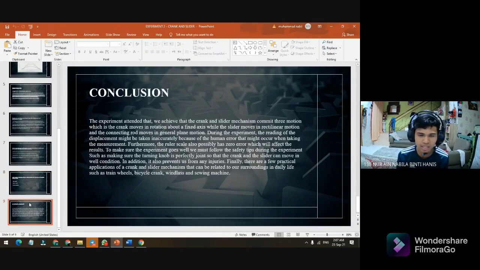Okay, lastly is the conclusion. From the experiment we achieved, the crank and slider mechanism has three motions, in which the crank moves in rotation about a fixed axis, the slider moves in rectilinear motion, and the connecting rod moves in general plane motion. During the experiment, the reading of the displacement might be taken inaccurately because of the human error that might occur when taking the measurements. Furthermore, the ruler scale also possibly has zero error, which will affect the result.